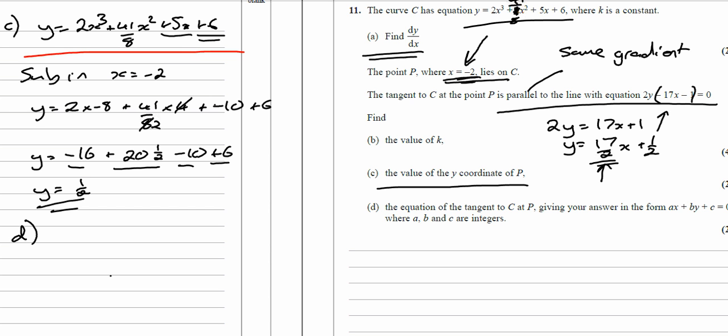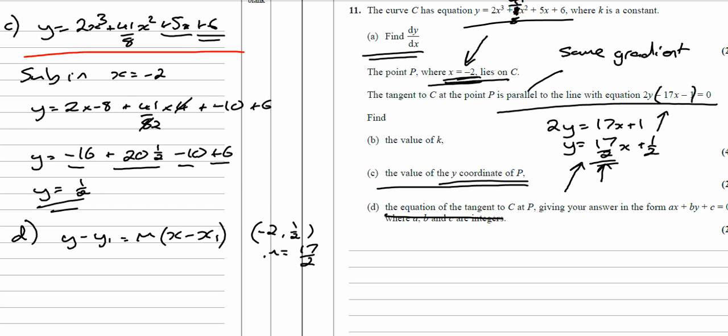So the equation of the tangent to C at P, so we've got to find the equation of the tangent. Now, as soon as it says find the equation of the tangent, the equation of any line, we write down y minus y1 equals m(x minus x1). And what we need to have is a set of coordinates, and we need to have the gradient. So we know that at P, we've just found out that the x-coordinate is minus 2 and the y-coordinate at P is a half, so it's going to be minus 2, a half.